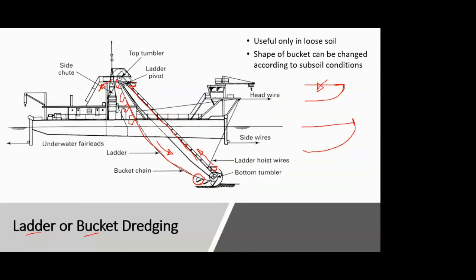So if you see the components that they have shown, you have a bottom tumbler and a top tumbler. Bottom and top tumbler are nothing but the end points of that conveyor belt, over which your bucket tumbles. Tumbles means it just gets inverted. And then you have a ladder hoist wire. This is the old arrangement in which the conveyor belt was maintained in position using these wires, and these wires were connected to this end. So it was the head wire. So this is the arrangement of your ladder or bucket dredging.